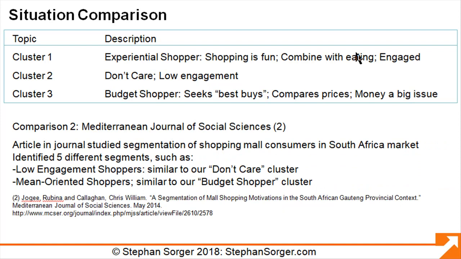We continue the situation comparison with a second comparison, this time from the Mediterranean Journal of Social Sciences. The journal found 5 different segments, such as low engagement shoppers, similar to our don't care cluster, and mean-oriented shoppers, similar to the budget shopper cluster.